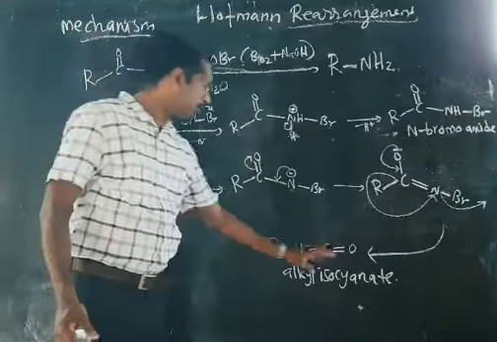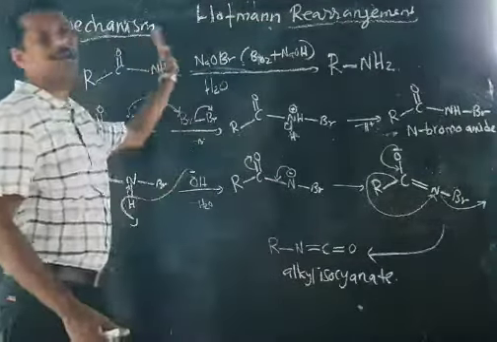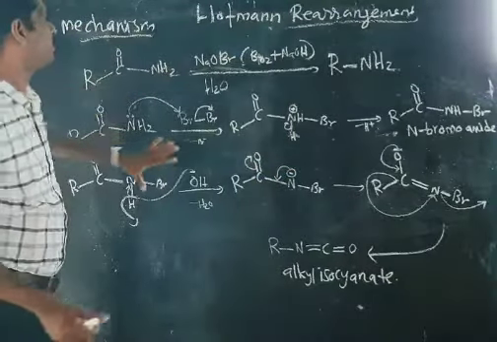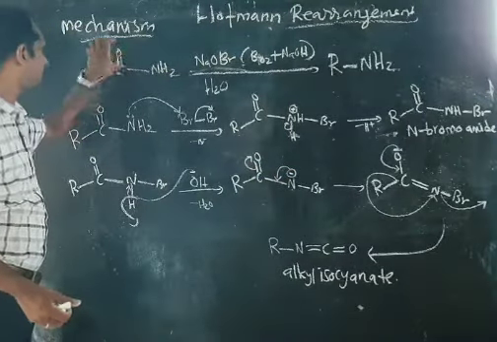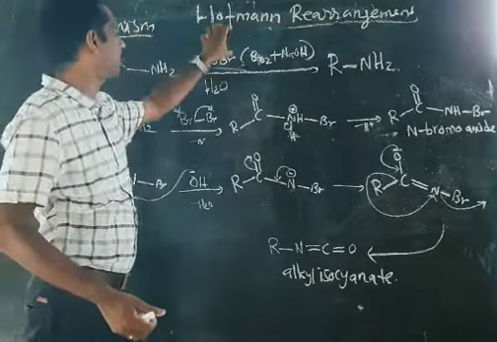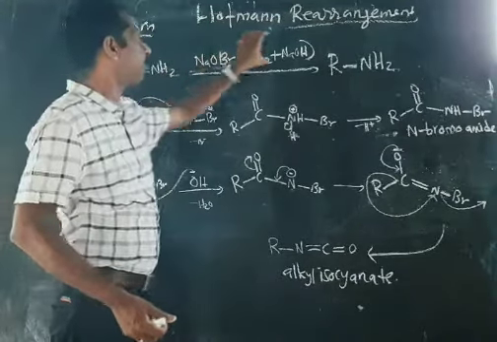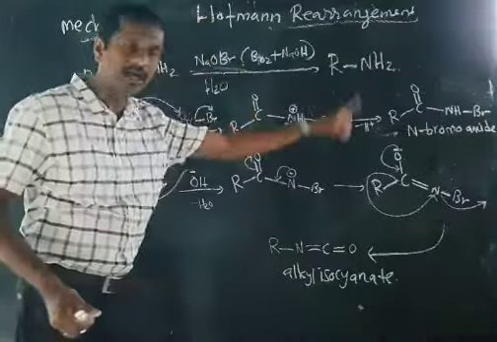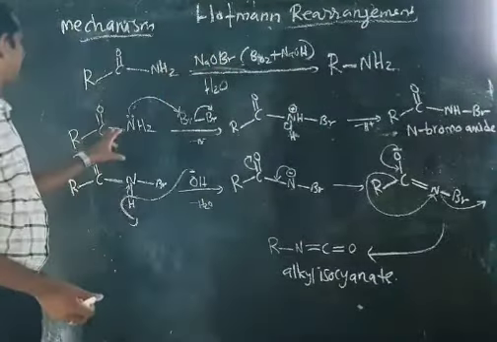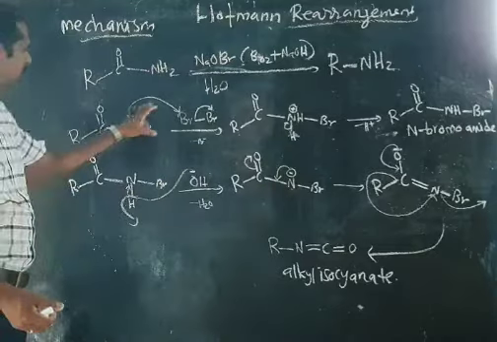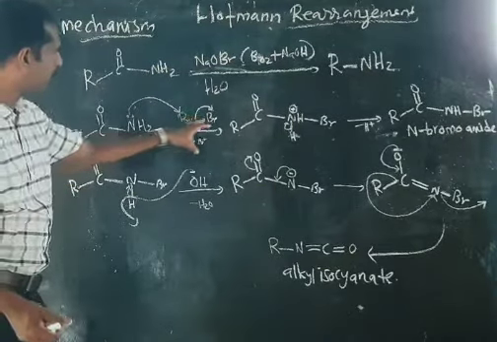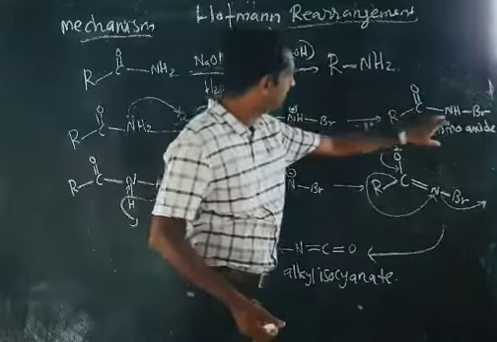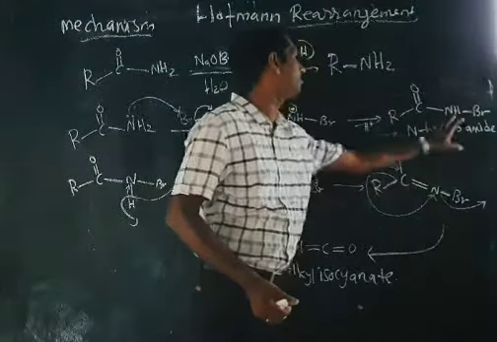This alkyl isocyanate on hydrolysis will be converted to the primary amine. So once again, look at the mechanism of the Hofmann rearrangement. An amide is treated with sodium hypohalite, followed by hydrolysis, and we get a primary amine containing one carbon less than the starting amide. In the mechanism, the lone pair of nitrogen attacks the Br2 molecule, and you get this structure, which for stability loses H plus, giving the N-bromoamide.